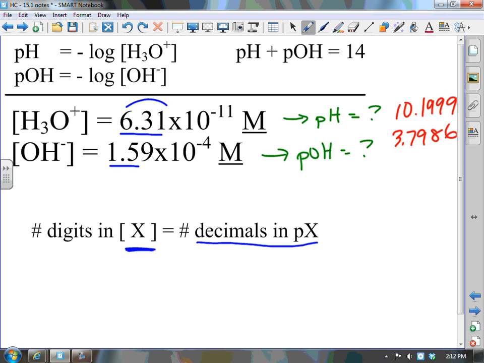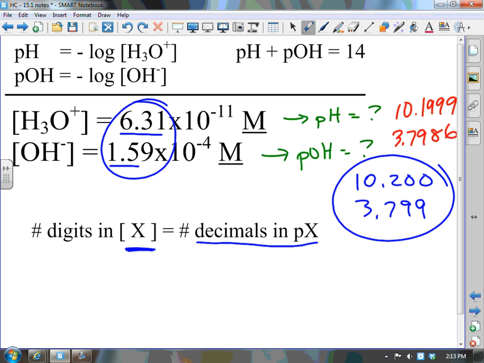So I've got 3 digits in the molarities. I can have 3 decimal places. So this would round to 10.200 and 3.799 would be the two answers. All right. So that's what we want to be able to do, is take those numbers and calculate a pH value.